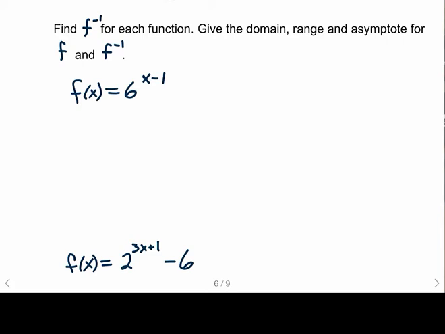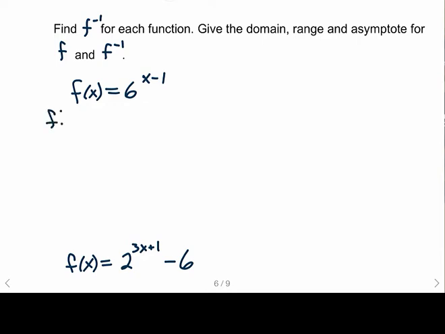Now we're going to turn our attention to finding inverses of exponential functions. Find f inverse for each function. Give the domain, range, and asymptote for f and f inverse. Our first function f of x is equal to 6 to the x minus 1. I'll write down what I can.